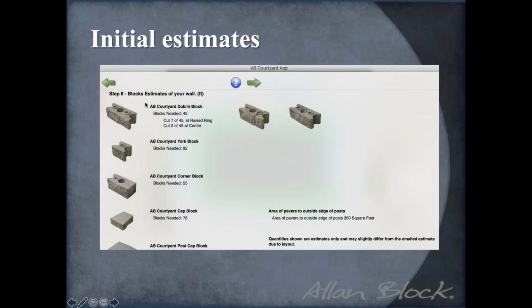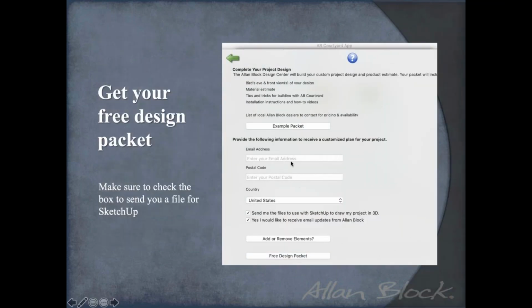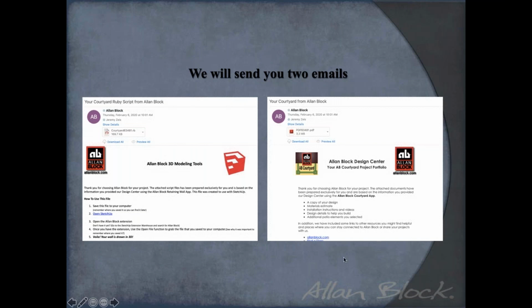You get a brief estimate here. It's just going to have some quick information. And then you do the same thing where you type in your email, you type in your zip code, and you make sure that Send Me Files to use in SketchUp is selected. And with that selected, you go ahead and click Free Design Packet. You'll get a confirmation that just says that we got your submission.